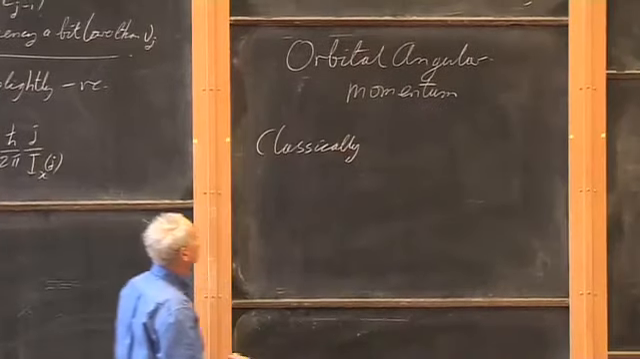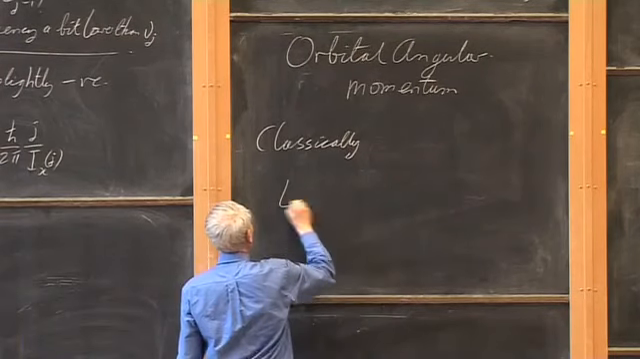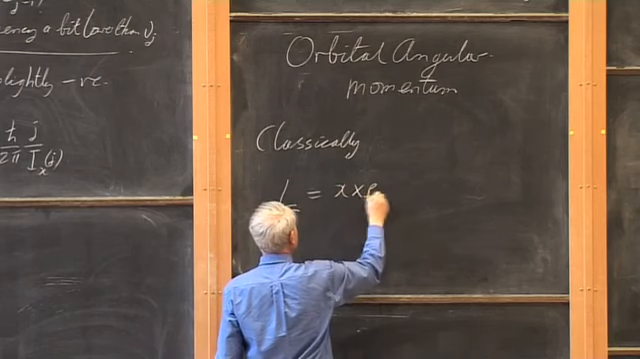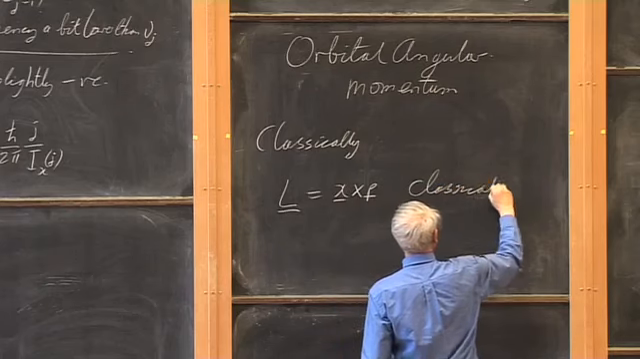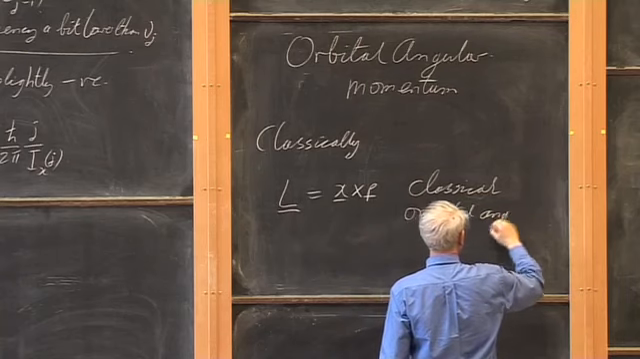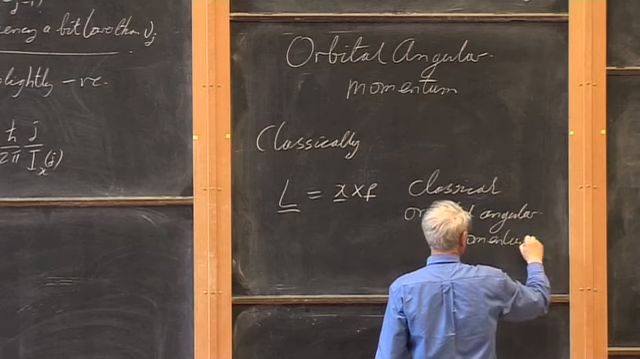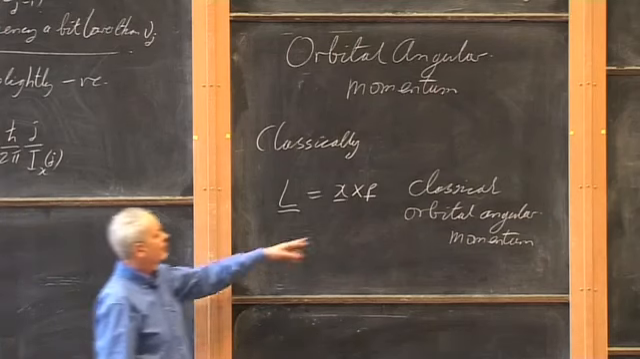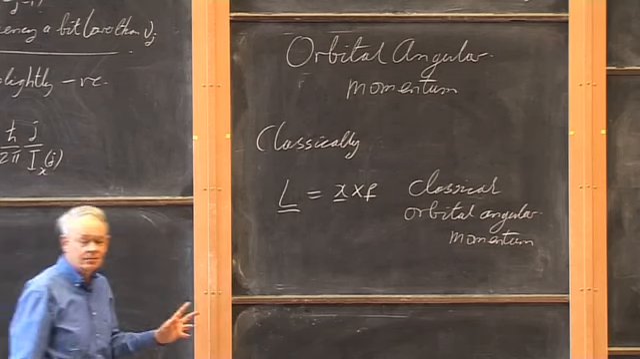in classical physics, we have orbital angular momentum, which is given by L is equal to x cross p. So this is classical orbital angular momentum. It describes the angular momentum of the Earth about the center of the sun by virtue of the motion of the Earth around the center of the sun, where p is the momentum of the Earth in a frame of reference in which the sun is stationary.